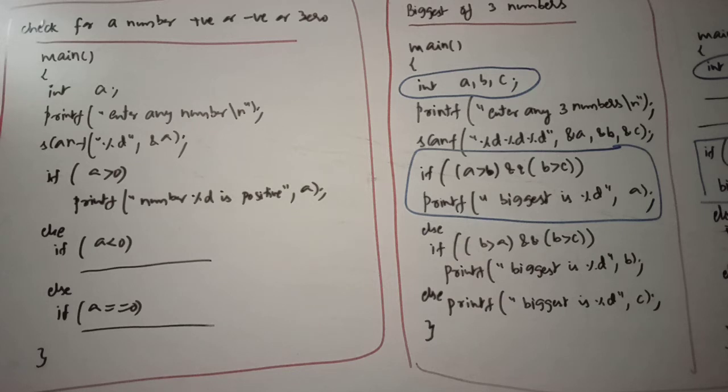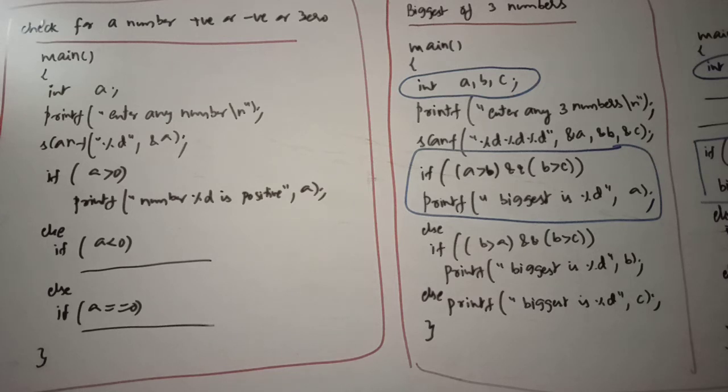If your input is -6, a greater than 0, false. Condition 2, a less than 0, -6 less than 0, true. I didn't mention that. You put printf number %d is negative and printf number %d is 0.